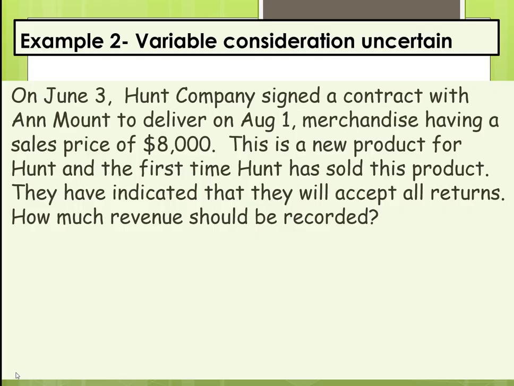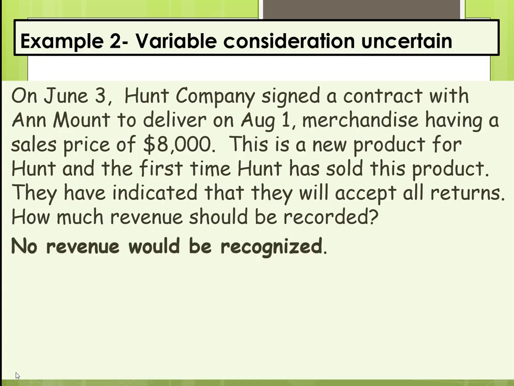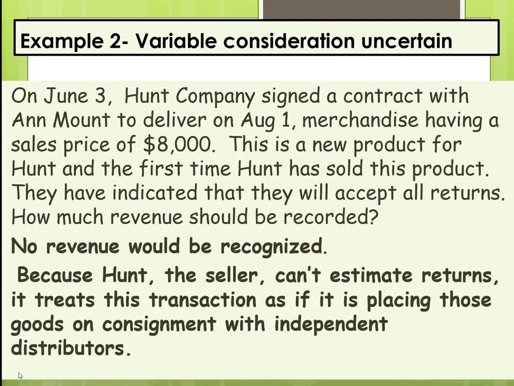Now, what if there's uncertainty about the variable consideration? An example would be, in this same example, but this is a new product for Hunt, and the first time Hunt has sold this product. They have indicated that they will accept all returns. How much revenue should be booked? Well, no revenue should be recognized. Instead, because the seller can't estimate returns, they're going to treat this transaction as if it's placing those goods on consignment with an independent distributor.